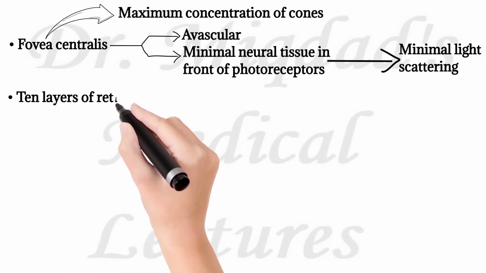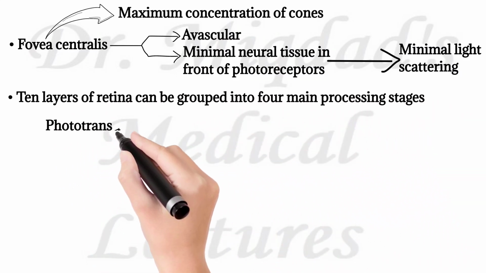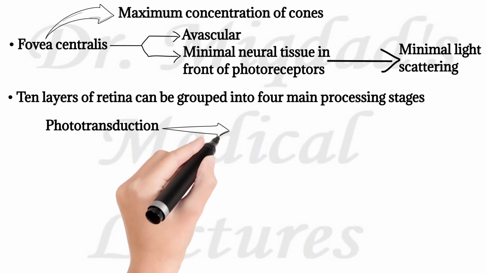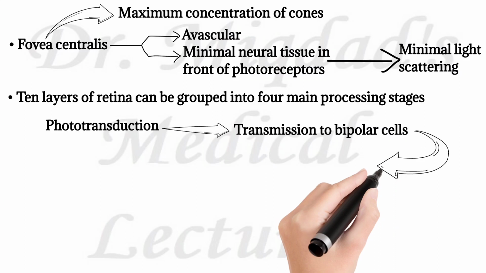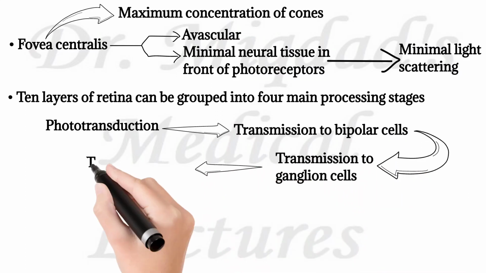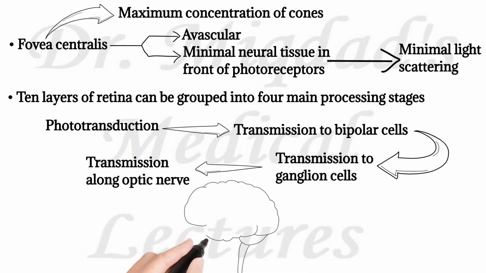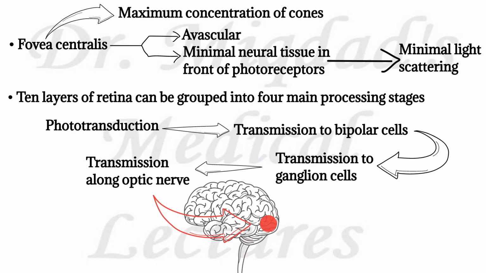Now the 10 layers of retina can be grouped into 4 main processing stages. First is phototransduction, then transmission to the bipolar cells, then transmission to ganglion cells, and finally transmission along the optic nerve to reach the primary visual area in the occipital cortex.